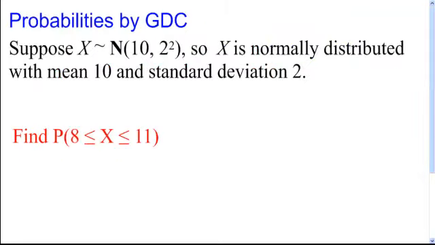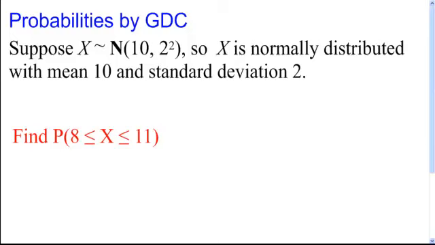Then we're going to look at using our calculator. So now suppose X is normally distributed with a mean of 10 and a standard deviation of 2, because remember it's comma 2 squared, standard deviation squared. So what I just said is what's listed there. So now what I want to find is the probability that X is greater than or equal to 8 but less than or equal to 11.